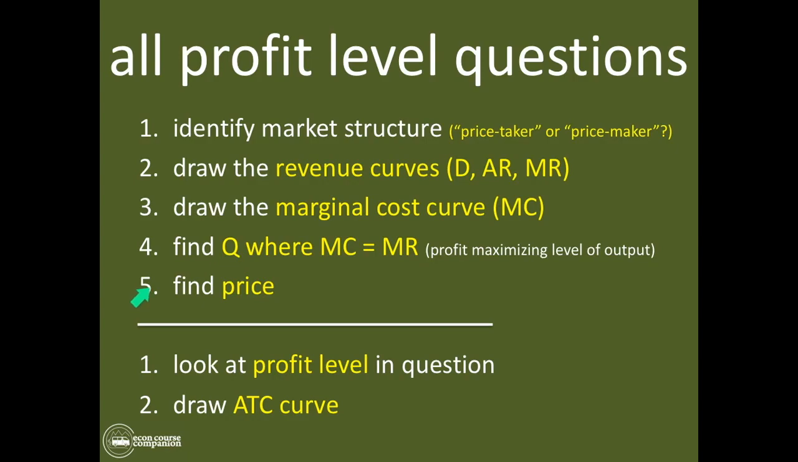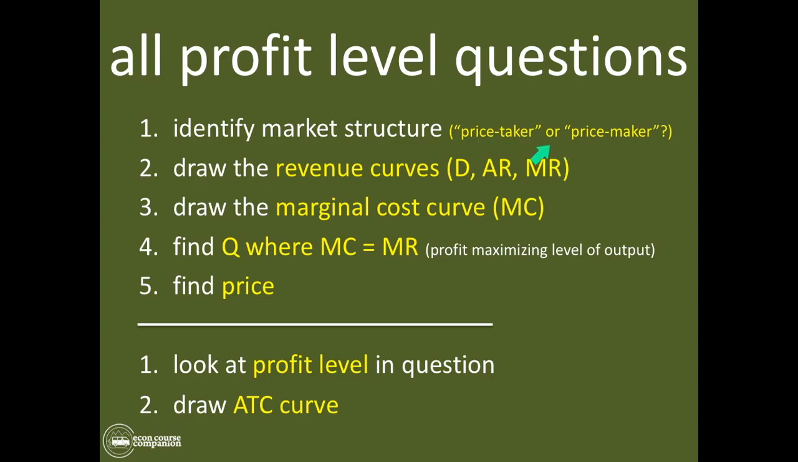Okay, so the first thing you're going to do, you get a profit question, which is the majority of the questions you get in Theory of the Firm, about showing some profit level in some market structure. The first thing you're going to do is identify the market structure right off the bat. Is the question asking you about a price takers market structure or a price makers market structure? The price taker, there's only one, perfect competition. Price makers, that's the rest: monopoly, monopolistic competition, and oligopoly.